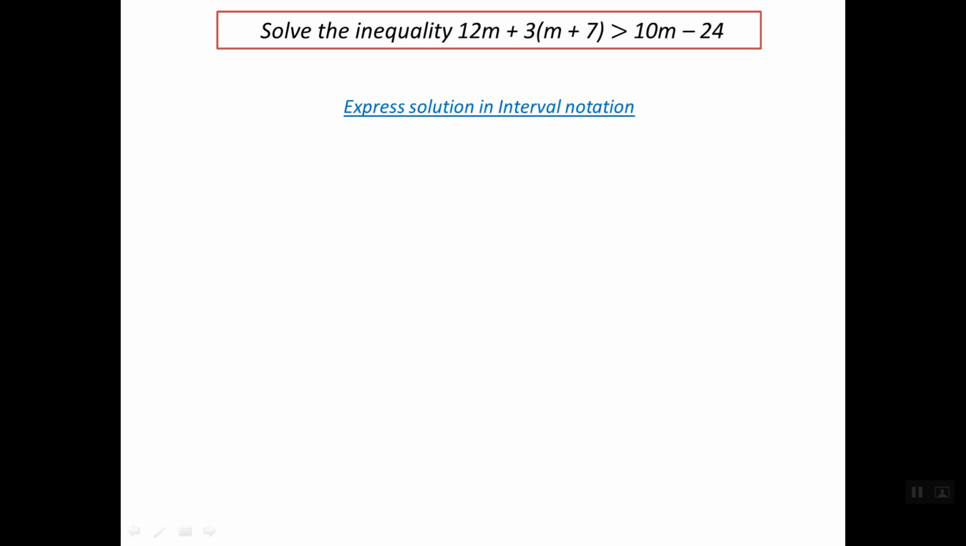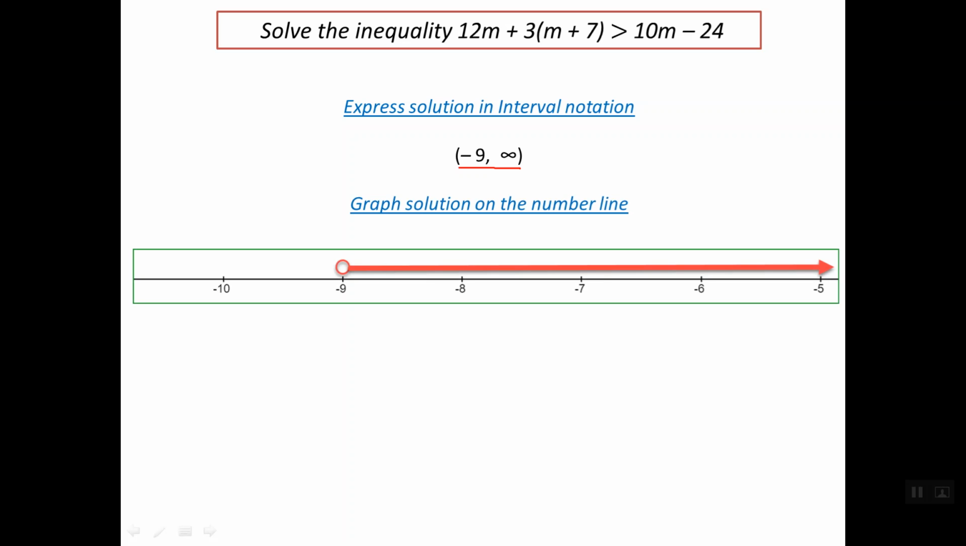Now we can express the solution in interval notation. So the interval from minus 9 to plus infinity contains the solutions for the above inequality. And simply we can graph the solution on the number line. Because the inequality is greater than, the arrow of the solution is oriented to the right side starting from minus 9. But see that minus 9 is not part of the solution, so we draw an open circle around it.